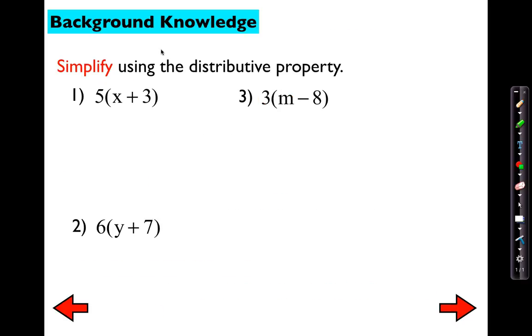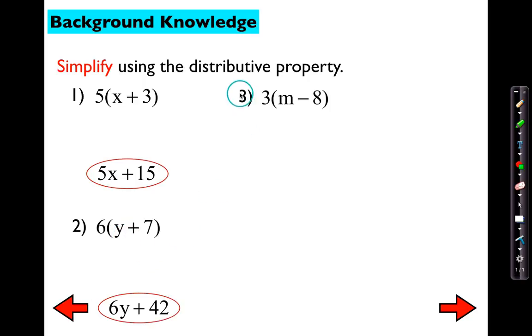So far, we have been using the distributive property to simplify an expression. In this case, we've distributed a 5 and gotten 5x plus 15. In this case, we distributed 6 and got 6y plus 42. And in this case, we distributed 3 and got 3m minus 24. Notice real quick, these two expressions are equivalent. They represent the same exact value. These two values are equivalent, and these two values are equivalent.